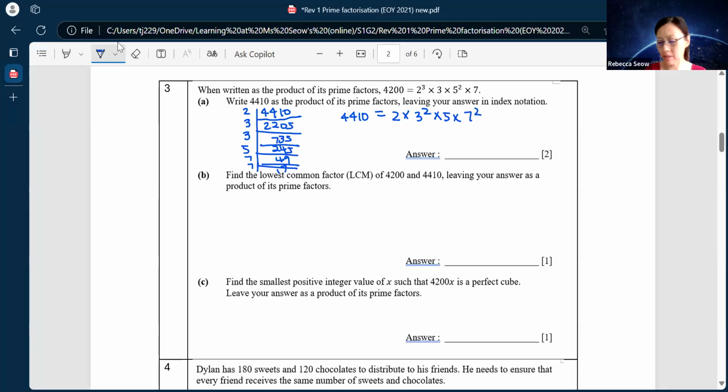Let's do a check. That's right. So the answer will be 2 multiplied by 3 squared multiplied by 5 multiplied by 7 squared.